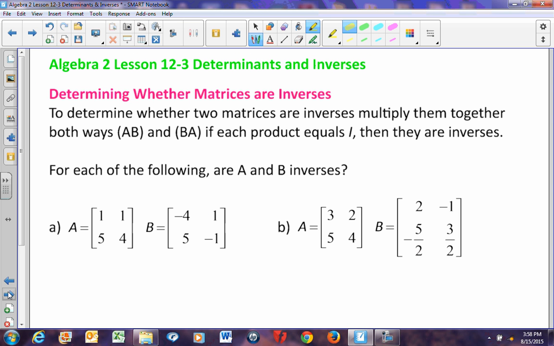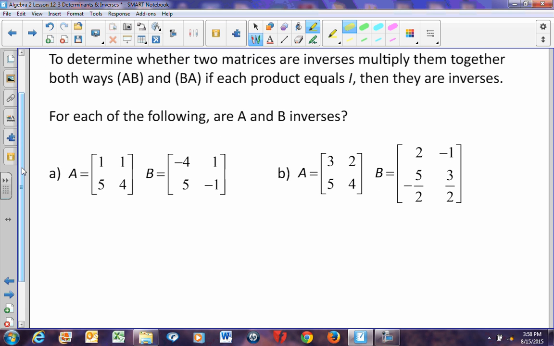All right, to determine whether two matrices are inverses, multiply them together both ways, A times B and B times A. If each product equals the identity, then they're inverses. For each of the following, are A and B inverses? So we're going to do this the hard way. Eventually, before this lesson is over, I will walk you through how to do it the easy way on the calculator. It may or may not work, because it's really hard to see without being able to see it on the screen, and because we have two different types of calculators in this room, I might just have to walk you through it in class. All right, so are A and B inverses?